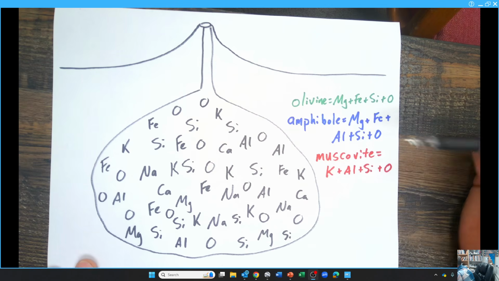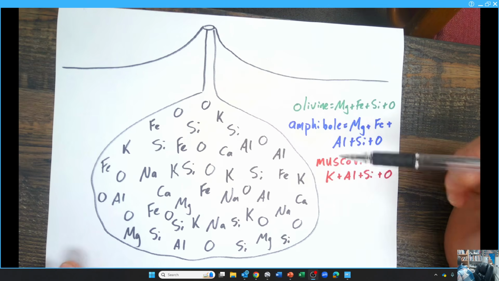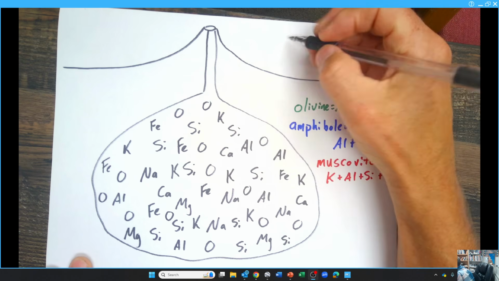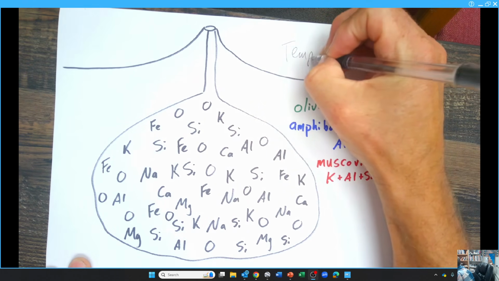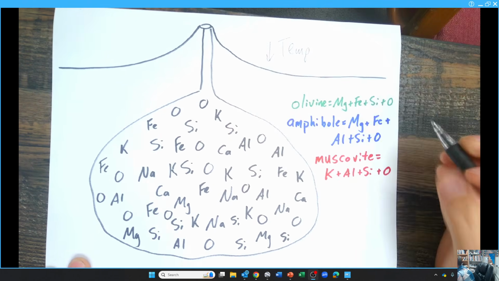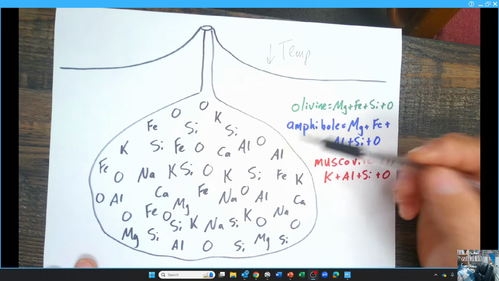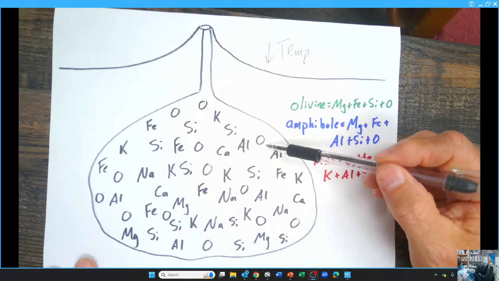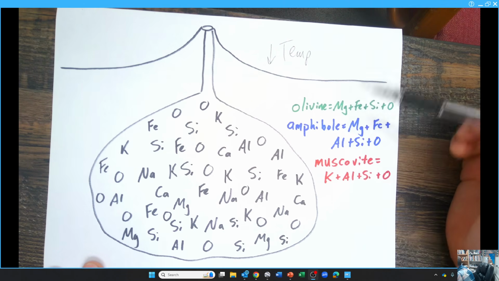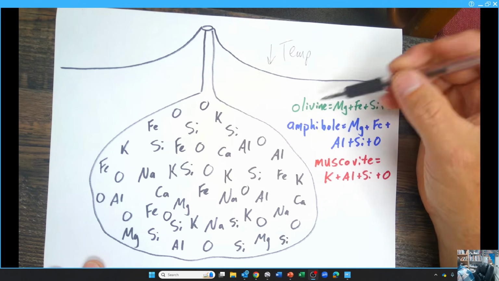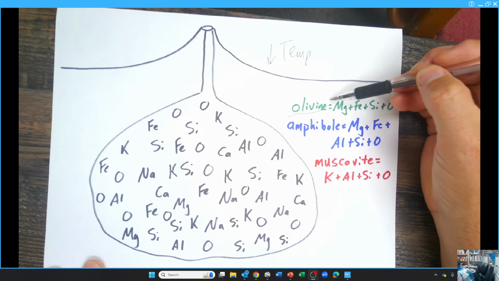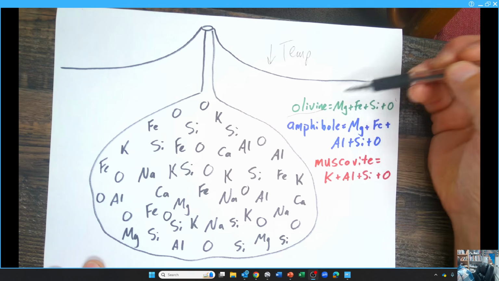So here it is, just an unordered, chaotic soup, if you will, of different elements. But as we start lowering the temperature, so let's take the temperature and start to drop it, these minerals, these elements, are going to find other elements that they bond with easily and start forming crystals. Now the first crystal that's going to form from this is a mineral called olivine, those pretty glassy green minerals I showed you in that last rock photo.